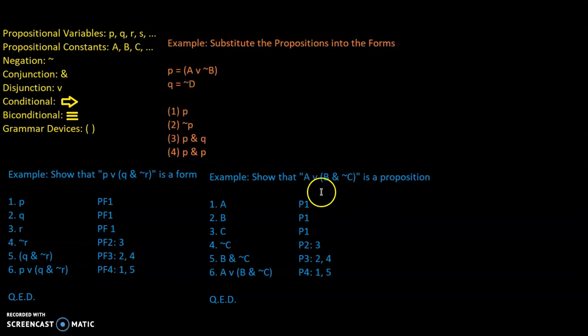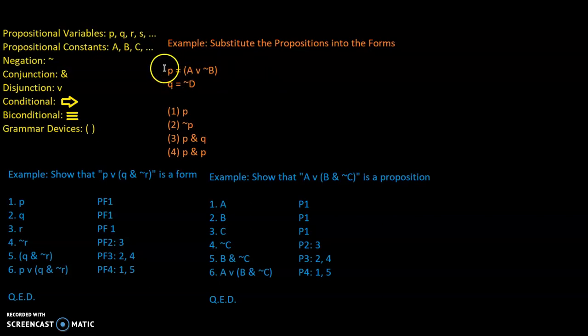So now what I want to do is define the notion of a substitution instance. Rather than formally defining it though, let's introduce the concept via example. So looking at this example here, the idea is to substitute the propositions into the forms, okay?